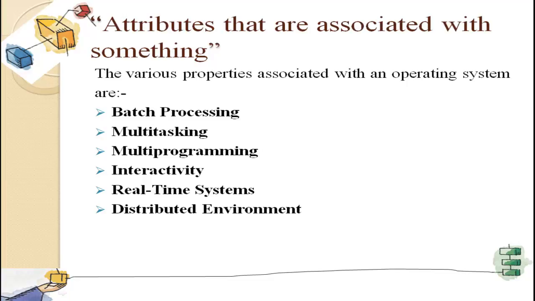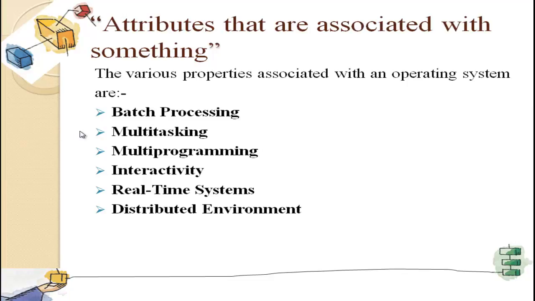Now, let us take an example of a student. A student is an entity which is having some attributes. The attributes associated with the student are name of the student, date of birth of the student, registration number of the student, roll number of the student, address of the student. These are all attributes, or I can say the properties associated with the student. Similarly, we have an operating system. An operating system is an entity which is having various properties.